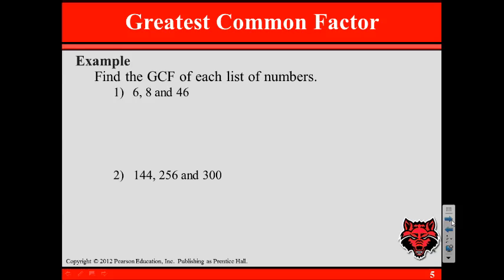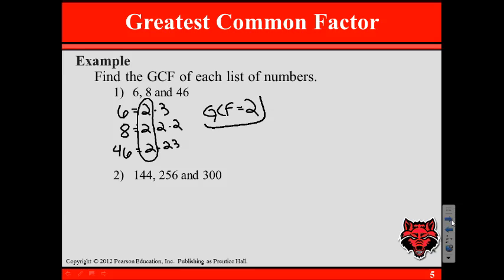Let's try an example where we have 3 numbers instead of 2. We do the exact same thing. So we start by finding the prime factorization of 6, 8, and 46. 6 can be rewritten as 2 times 3. 8 can be rewritten as 2 times 2 times 2. And 46 can be rewritten as 2 times 23. So looking at each list of factors, each of those numbers has a factor of 2, so they have a 2 in common, but that's it. So the GCF here is just 2.